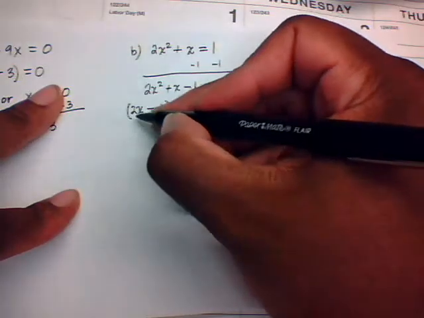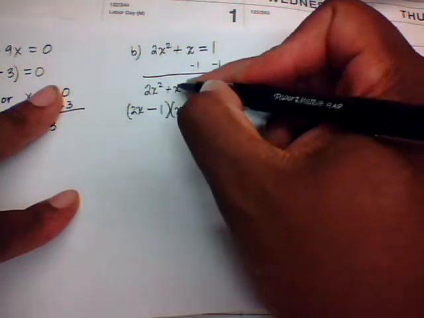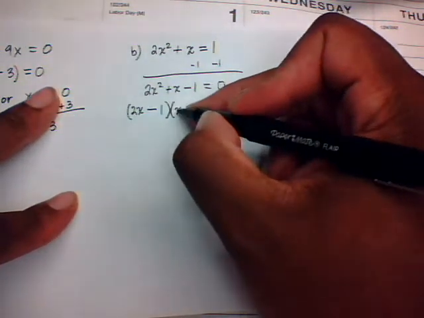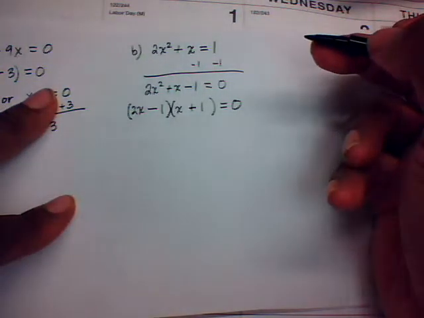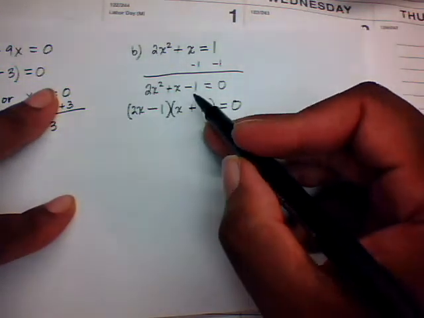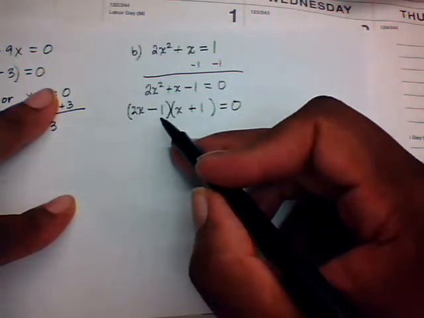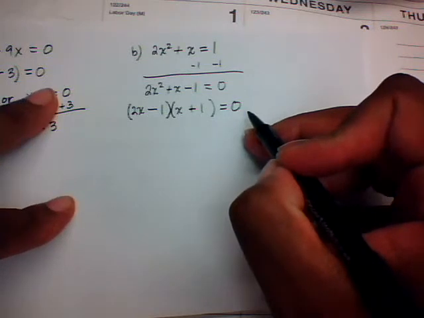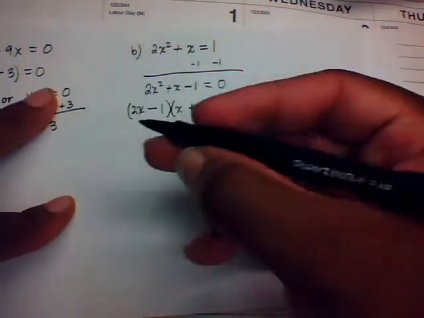That way, when I do the outer and the inner, that sum does give me the middle term. In this case, 2x and a minus 1x will give me a plus 1x, or just plus x. So 2x squared plus x minus 1 factors into 2x minus 1 and x plus 1, and that's going to be equal to 0. Then I set each binomial factor equal to 0 and solve for x.